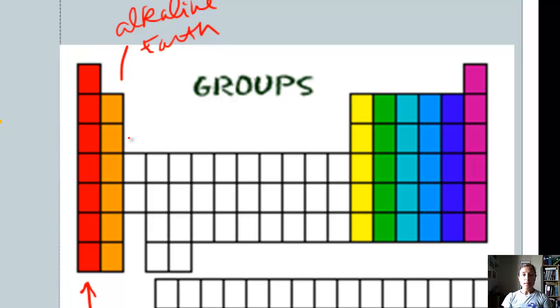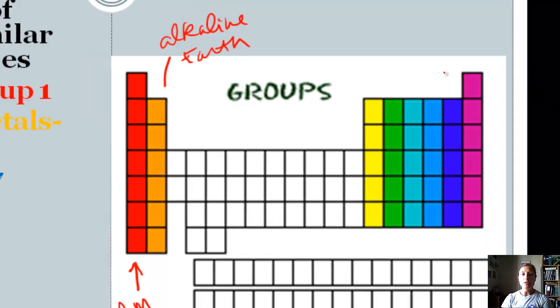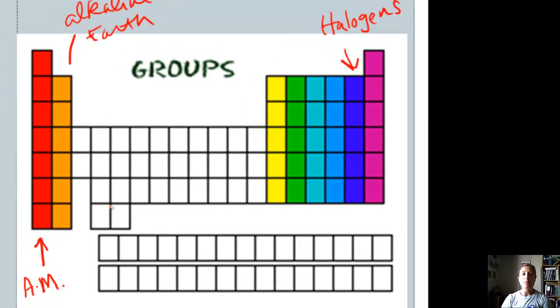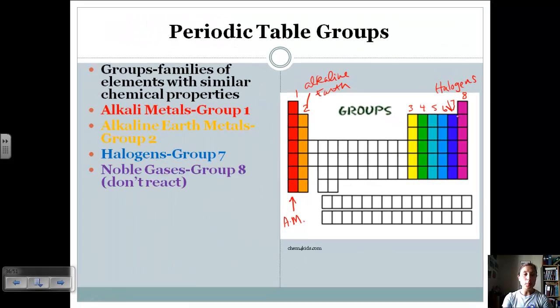Then we're going to skip that middle section for a second. We'll come back to it. We go to the halogens, which we're calling group 7. The reason we call them group 7 is because we tend to kind of skip this middle section. So we have 1, 2, 3, 4, 5, 6, 7, and then this purple group is 8. And that purple group is known as the noble gases.